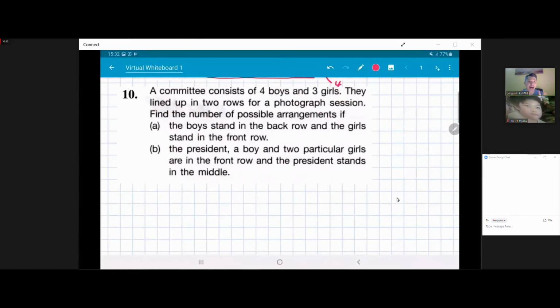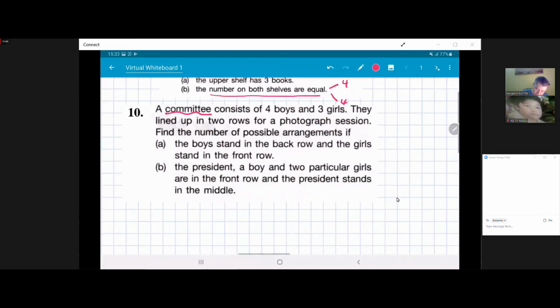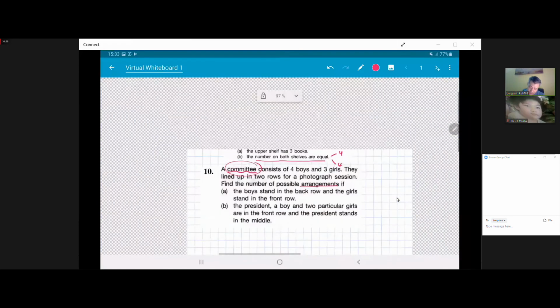Now, I know when you see the word committee, last week I told you committee is for combination, but like I said, these are just hints and clues to tell you whether permutation or combination. But here, just because I see the word committee, it doesn't guarantee that it is combination, because when I keep reading, I see the word arrangements. So you have to understand, what are we actually doing? Are we actually arranging them or are we choosing them? So it says here, we want to take a photograph session. There's a photograph session here.